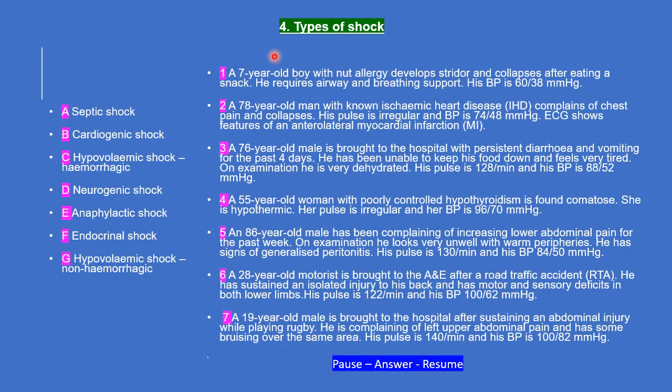Question 4 here is on the types of shock. Again, there are 7 clinical scenarios. Match them with the appropriate type of shock described by each clinical scenario. You pause, answer, and resume for the answers. The answers to the question are as follows.